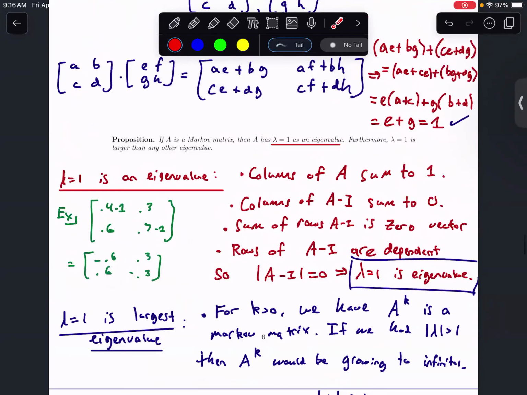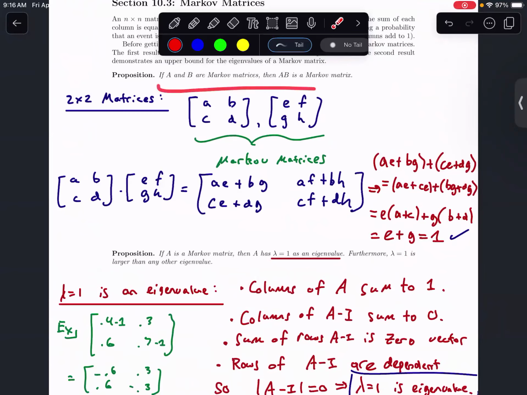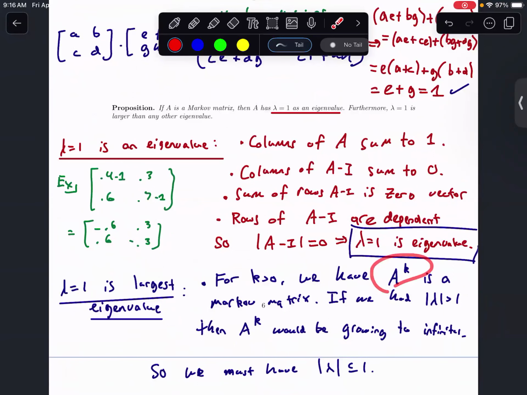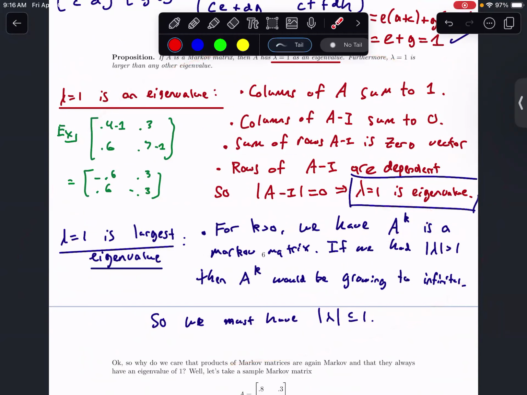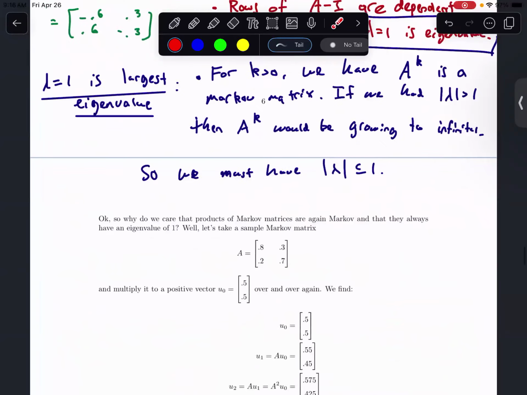Again, we are using the fact that the product of Markov matrices is, again, going to be a Markov matrix here. Okay, any questions before moving on? Okay, so the next page is the important part.